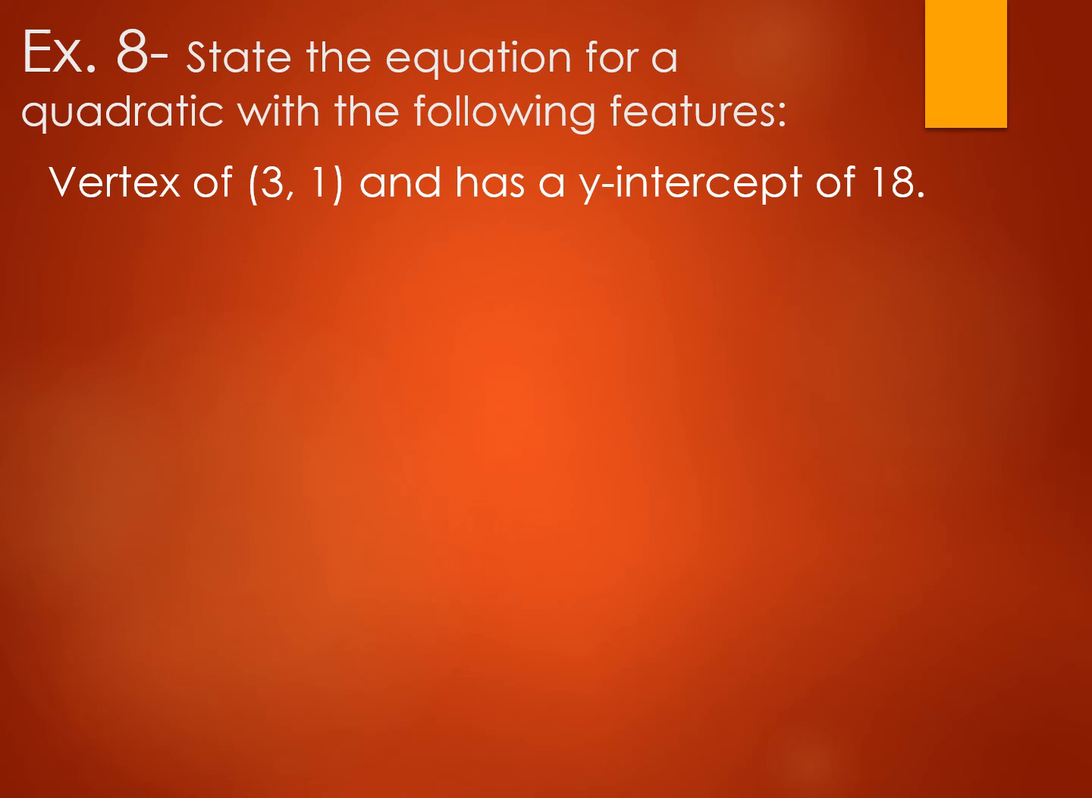Our next example, state the equation for a quadratic with the following features. So a vertex of 3, 1 has a y-intercept of 18. So there's a lot going on here. Since I give you the vertex, you should start with vertex form. Y equals a. Remember the x value, the h value is always opposite. So (x minus 3) squared plus 1.